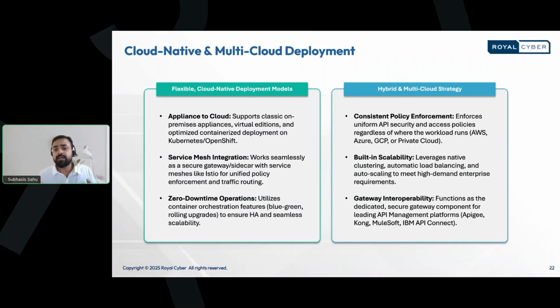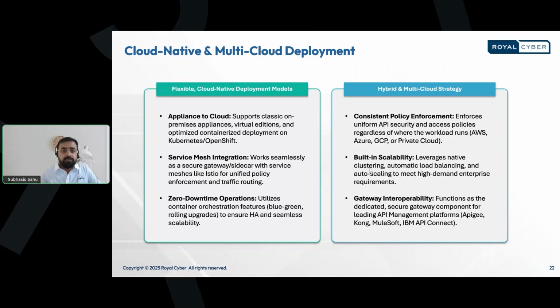By leveraging container orchestration features like blue-green deployment and rolling upgrades, wherein the user need not wait or face any downtime because of any of the upgrades that you push into the system, DataPower deployments achieve true zero-downtime scalability with high availability these days. Consistent policy: when it comes to multi-cloud, be it AWS, Azure, Google, or any different third-party cloud, DataPower is key to consistent policy enforcement, where you define security and access once, and it is applied uniformly across each and every environment.